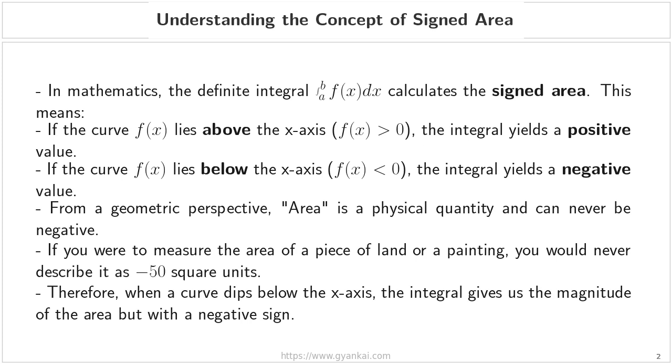So, here is the key takeaway to remember before we move on to the mathematical solution. When a curve dips below the x-axis, the definite integral still gives us the correct magnitude, or the size, of the area, but it attaches a negative sign to it. We'll learn exactly how to strip that negative sign away in the next slide.